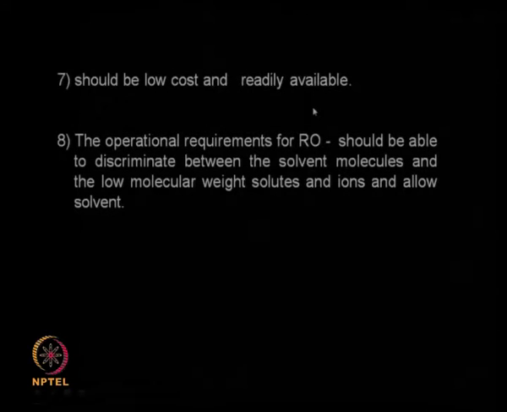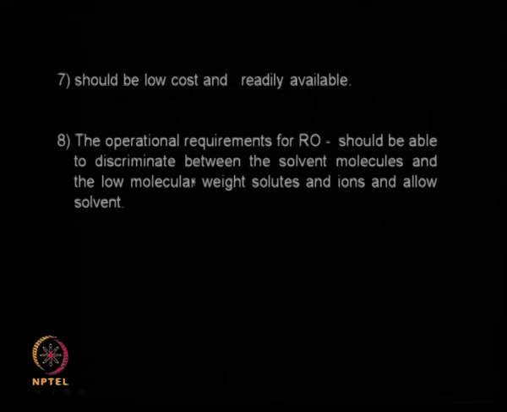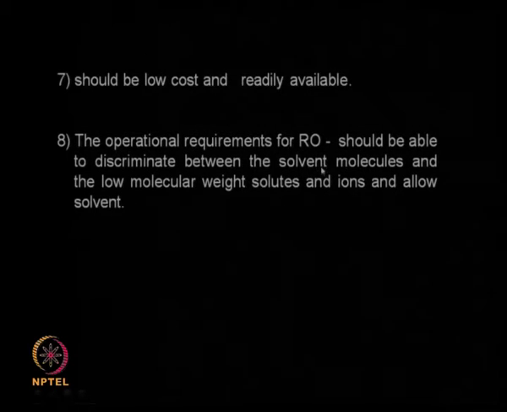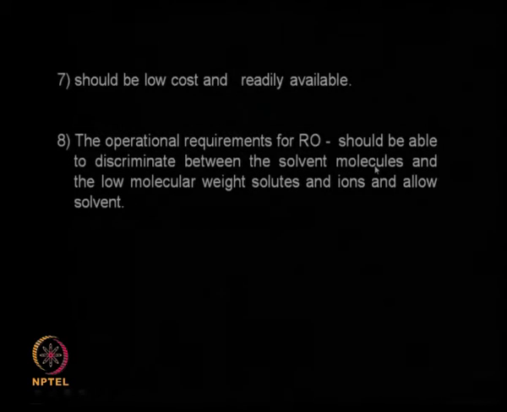If we take a reverse osmosis membrane where we are removing dissolved monovalent salts, where we are applying very high pressure, it should be able to discriminate the low molecular weight solutes and ions and solvent. So the solvent should be passing through the membrane, whereas these very small ions or low molecular weight solutes should be retained by the membrane. So it should have that differentiating capacity because we are working at molecular sizes of solvent as well as smaller ionic sizes.